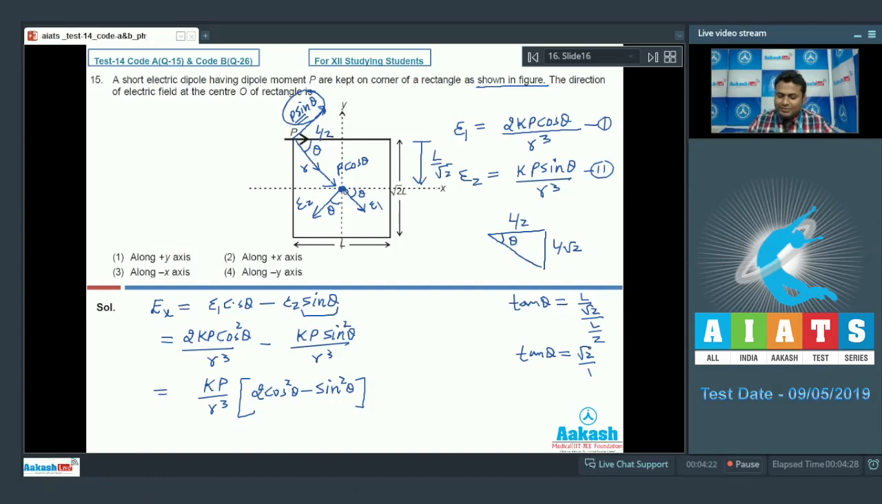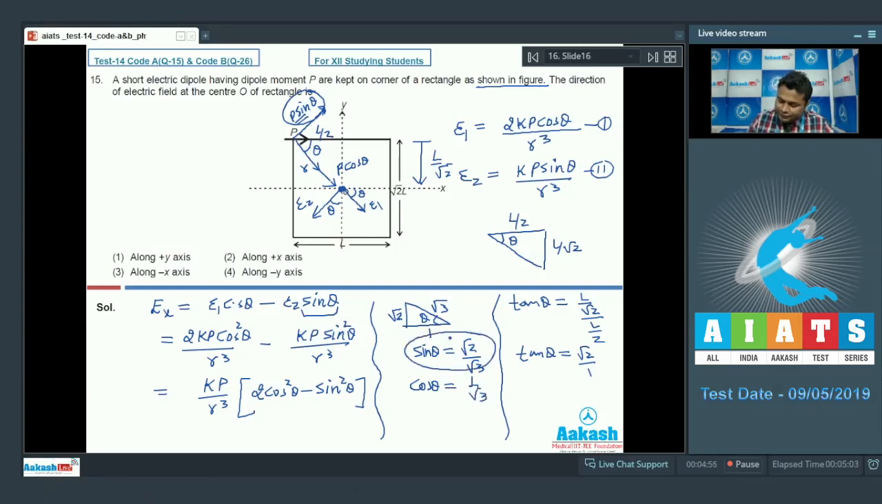Now from here we can calculate sin theta as well. If I take a right angle triangle, tan theta is root 2, meaning perpendicular root 2, base 1. The hypotenuse will be under root 2 squared plus 1, that is under root 3. So from here we can write sin theta and cos theta. Sin theta will be perpendicular upon hypotenuse, that is root 2 by root 3, and cos theta will be base upon hypotenuse, that is 1 by root 3.